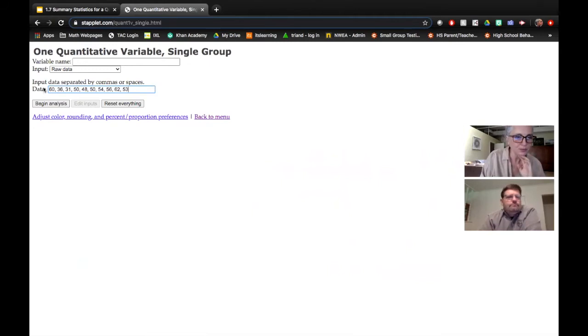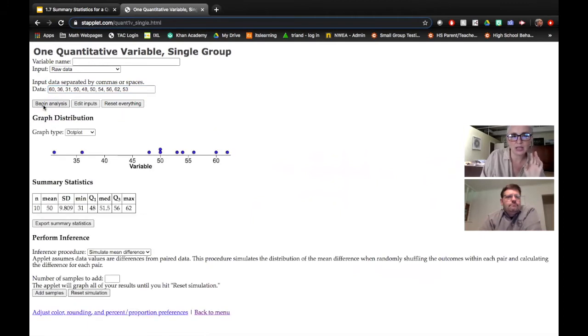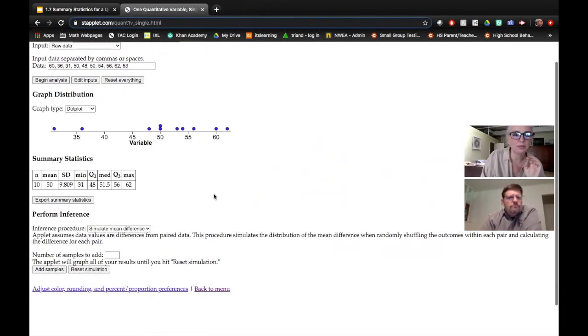So I'm just going to throw the data in. I'm not even going to give anything a name. And then I'm just going to begin the analysis. It's going to give me a dot plot, but below that, it's going to give me summary statistics.